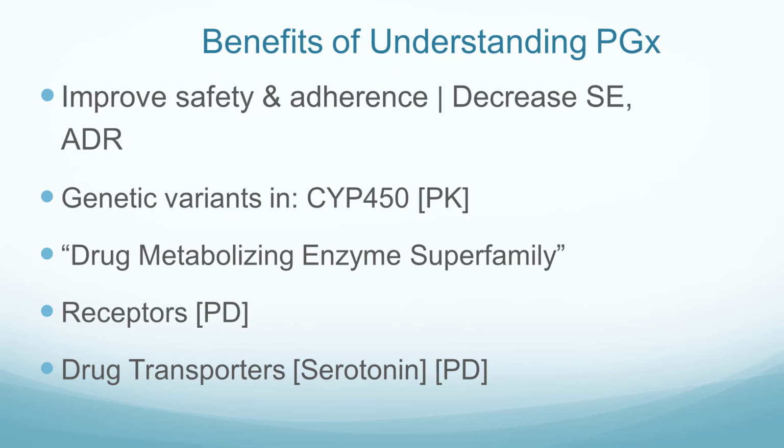The benefit of understanding this is that knowing pharmacogenetics ahead of time helps you predict drug reactions, so safety and adherence will be better for your patient. Specifically, we're talking about genetic variants in the cytochrome P450 family, which is our drug metabolizing enzyme superfamily, and this is your pharmacokinetics. It's particularly your metabolism. It can also affect your pharmacodynamics. It can affect how the receptors act, it can affect the numbers of receptors, and it can also affect things like drug transport, where the drug is transported from the outside of the cell into the cell.